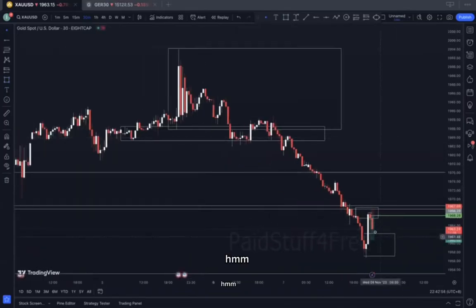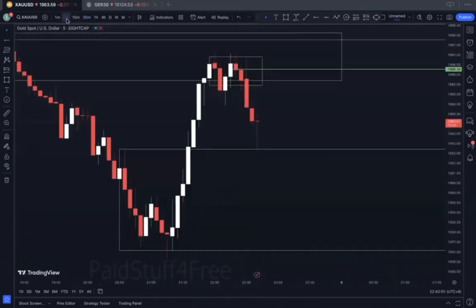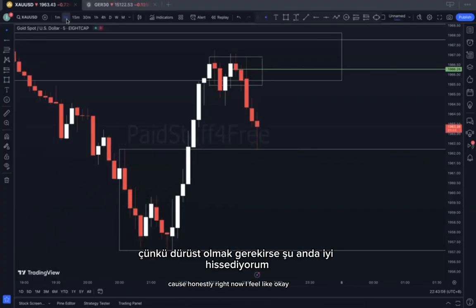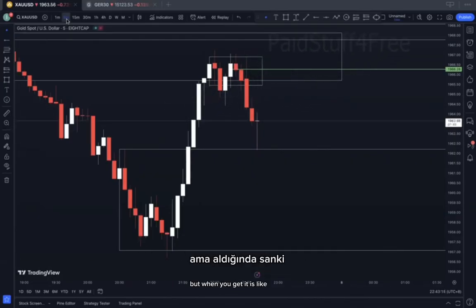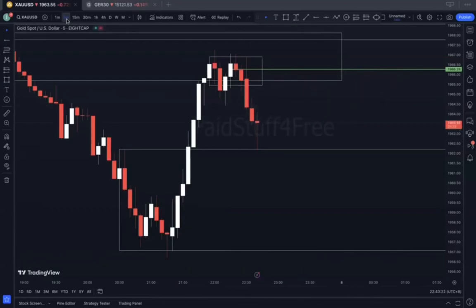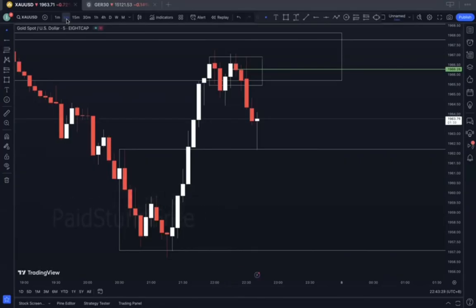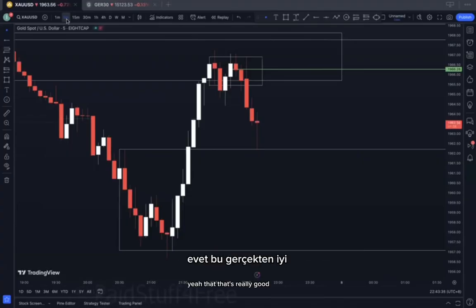By the way, right now, are you doing your prop firm account? I'm not doing it yet because I want to grasp the concept well and be ready. It's more mental, because honestly I might not be an expert yet with this strategy, but when you get it, the limit is the sky. It's about getting ready mentally and having more confidence in myself. So right now I'm trading demo, and I will do it for one or two months, see how I'm doing, and then later I will take a prop firm challenge.